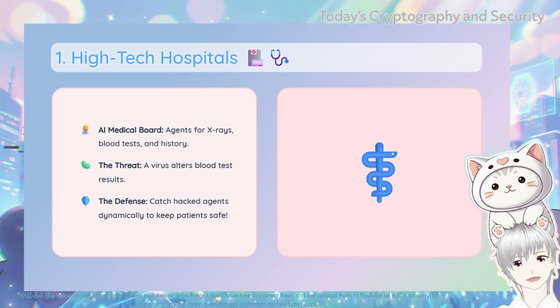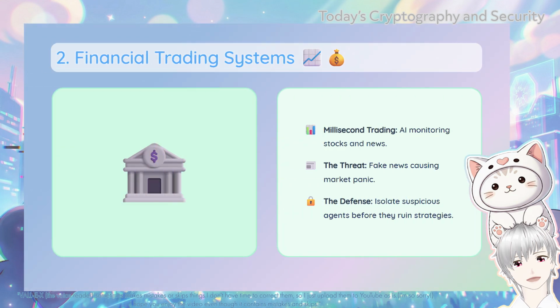But what if a computer virus changes the blood test AI, making it give totally wrong results? Without a good tested defense, the whole AI team might agree on a wrong diagnosis. By using the GAMMAF framework to thoroughly test their security models, hospitals can make sure their AI teams can spot the hacked agent, dynamically cut off its bad advice, and still keep the patient completely safe. Second, let us look at the world of financial trading systems.